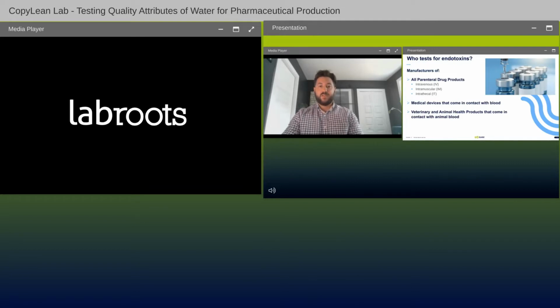All manufacturers of parenteral drug products, which include intravenous, intramuscular, intrathecal, and also medical device companies that make med devices that come into contact with blood, will test for endotoxin. Also, veterinary and animal health products that come into contact with animal blood will also be testing their products for endotoxin.